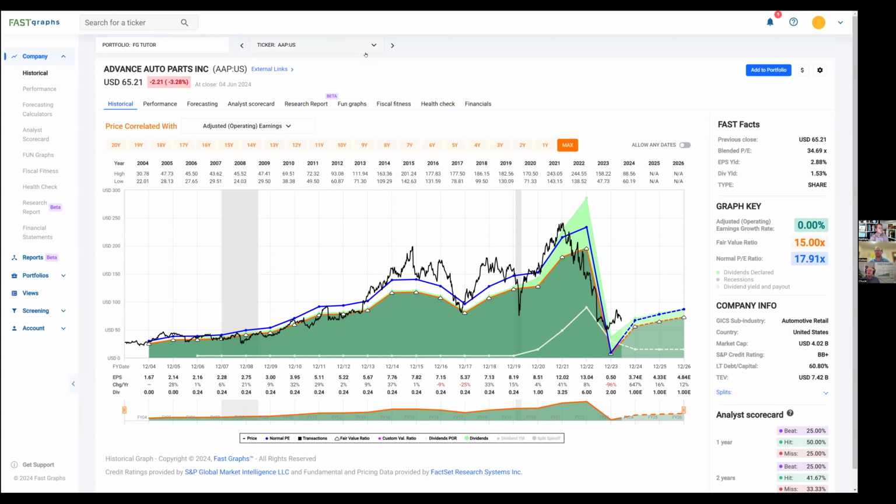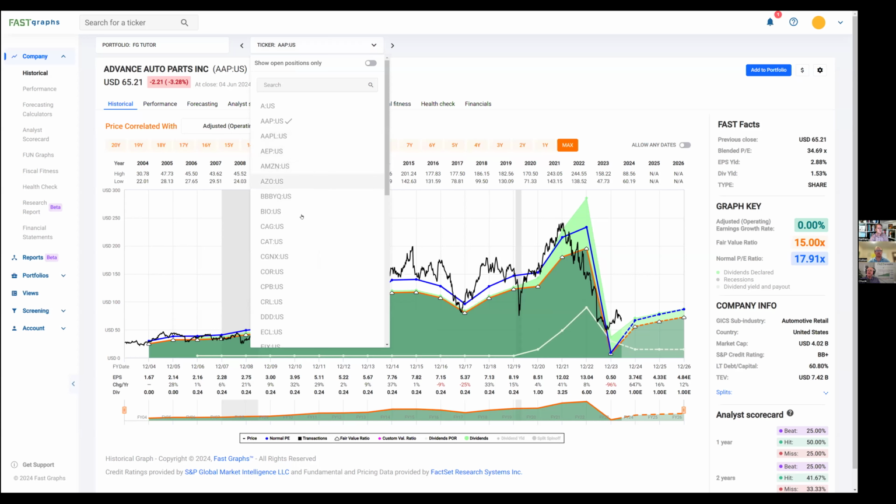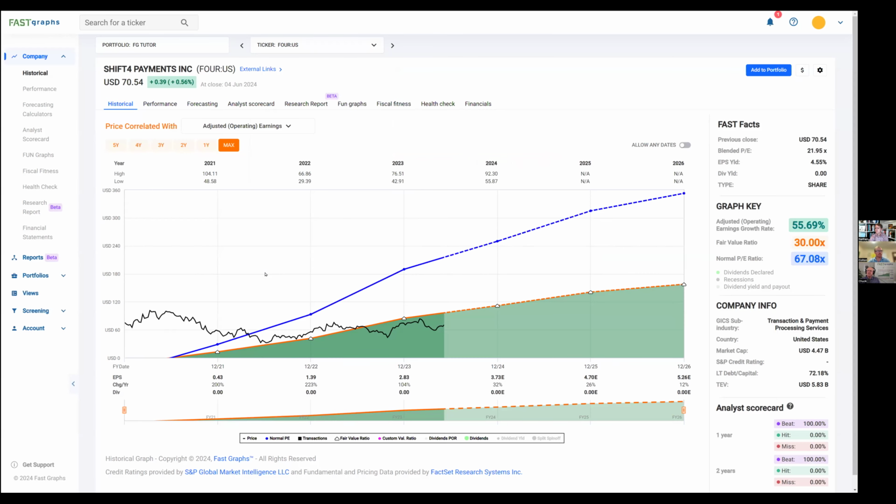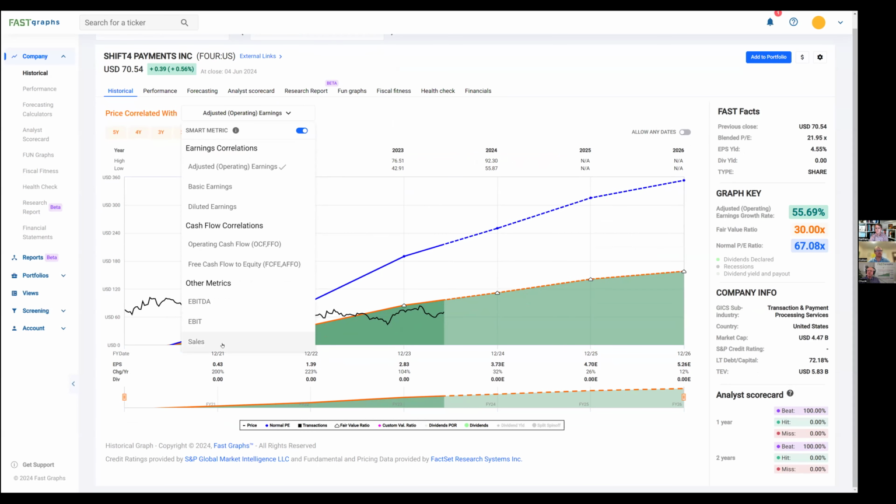So I'm using this tutorial here to point out that there's a lot of different kinds of stocks that you can look at with a tool like Fast Graphs. And Nathan and I have talked about companies like this. When you look at a shift for payments, sometimes one of the better metrics to use, to go back to that question, would be sales.